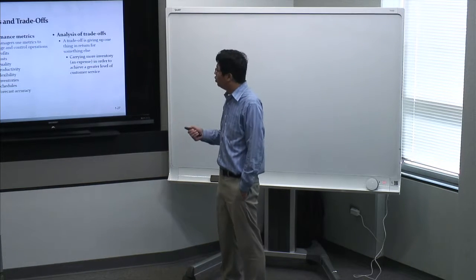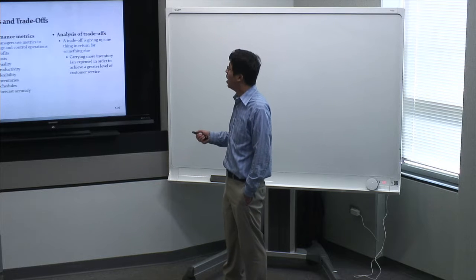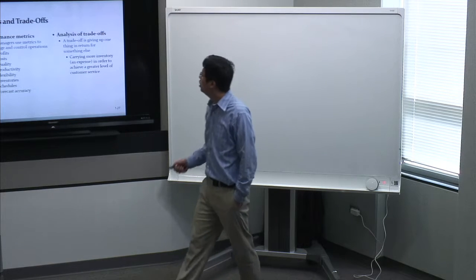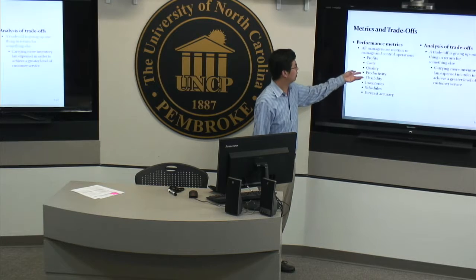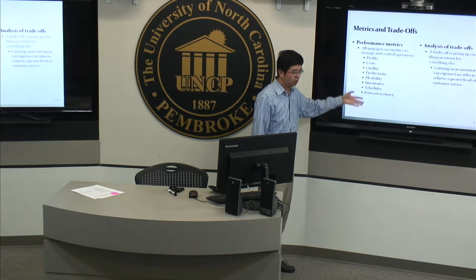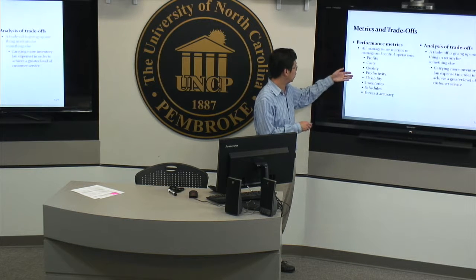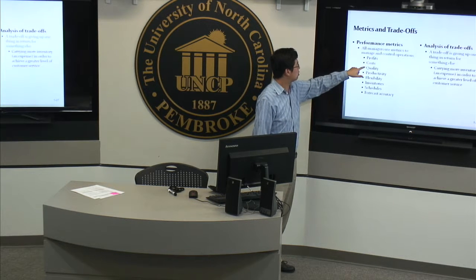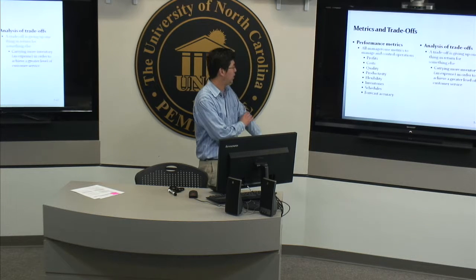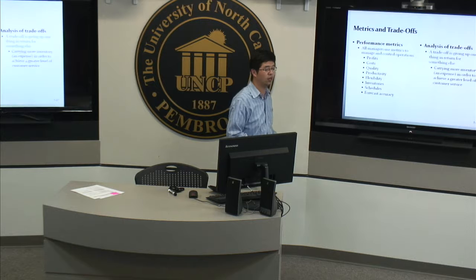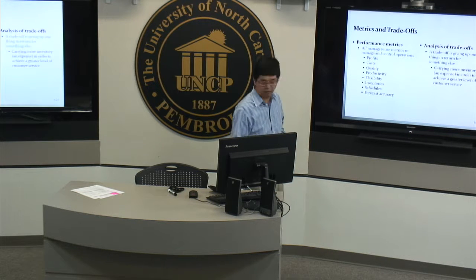Next is about metrics. We have to use metrics to determine how our performance is. Usually we use numbers to show whether we have good results or not. So like profits, cost, quantity, productivity, flexibility, inventory, schedule, and forecast accuracy.